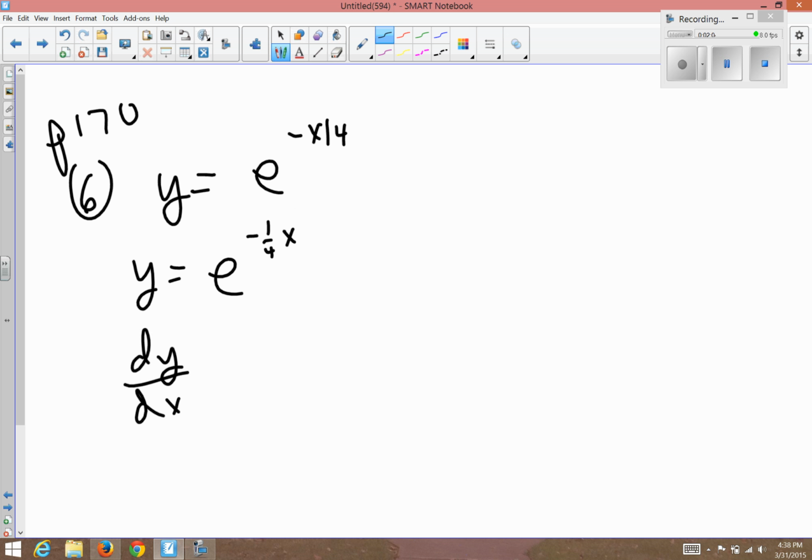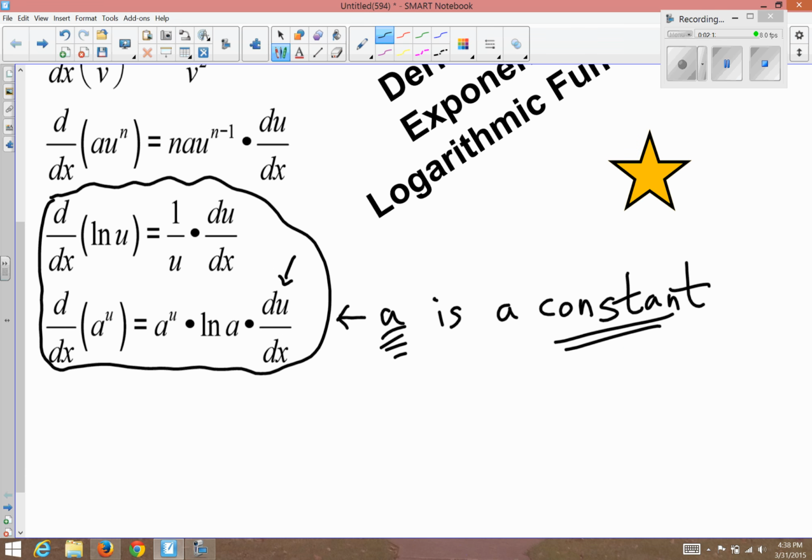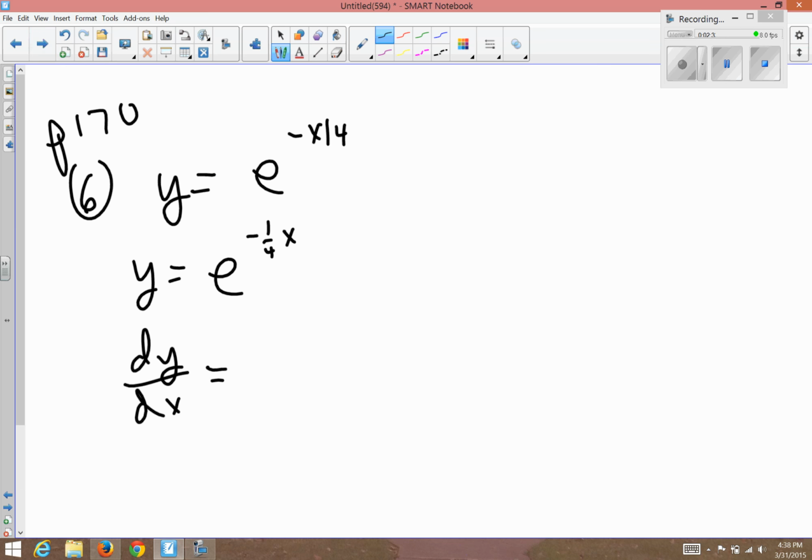Since e is a number, e is a constant, the derivative of a constant raised to a function of x is itself. The derivative of a to the u is a to the u, times the natural log of the number, the base, times the derivative of the exponent. So there's 3 parts to this. The derivative of e to the negative 1/4 x is itself times the natural log of this number, the base, times the derivative of this exponent.